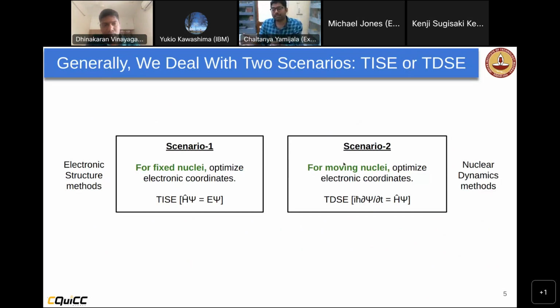The second set of methods are the nuclear dynamics methods, where you allow both the nuclei as well as the electrons to move. We tried to simulate both these kinds of things on a quantum computer. We were able to successfully simulate the Born-Oppenheimer molecular dynamics of an H2 molecule on a quantum computer. On the electronic structure side, that is predicting the ground states, we have done it for various kinds of molecules.